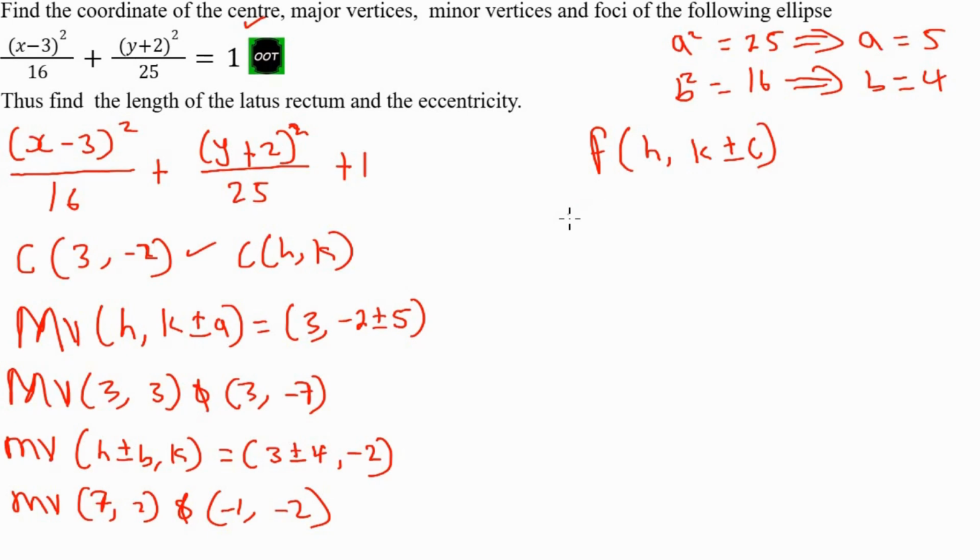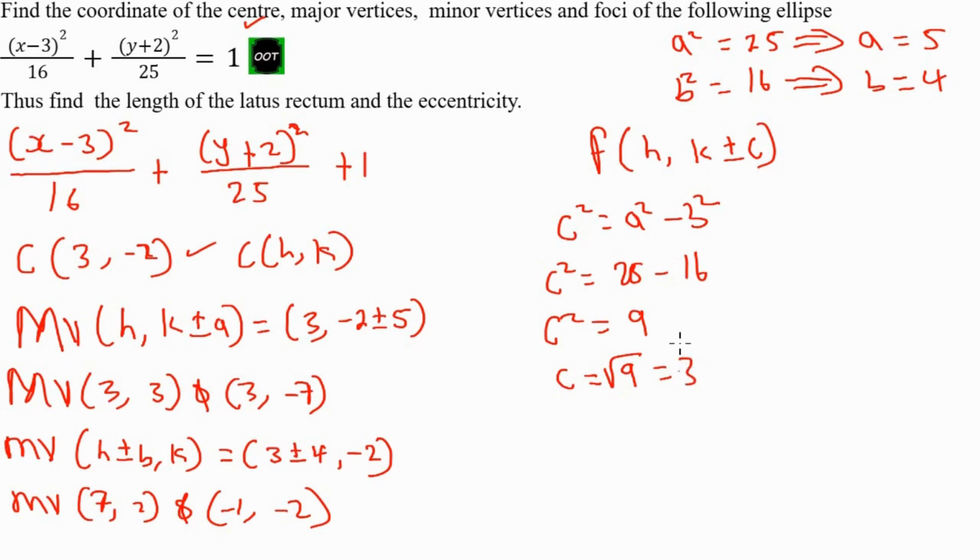Perfect. So we need the value of c actually. Now, since c squared is equal to a squared minus b squared, c squared would be equal to a squared is 25, b squared is 16. C squared will be, the difference of these two is 9. And taking the root of both sides, the root of 9 is 3. Okay, perfect. So it means the foci, its coordinate would be h is 3. This is the value of h. That's 3. So we have 3, the value of k is minus 2. So we have minus 2 plus or minus 3.